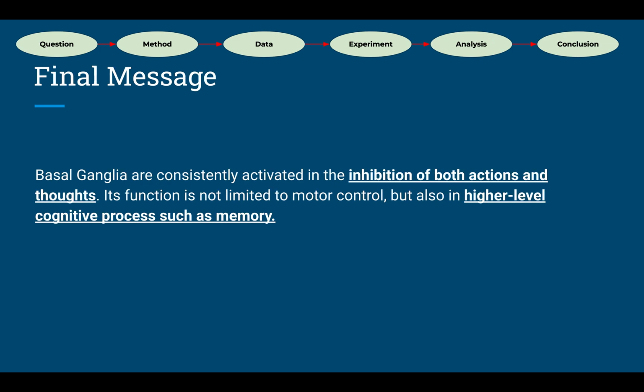And the final message that we have is that the basal ganglia are consistently activated in inhibition of both action and thoughts. Its function is not limited to motor control but also extends to higher cognitive processes such as memory.